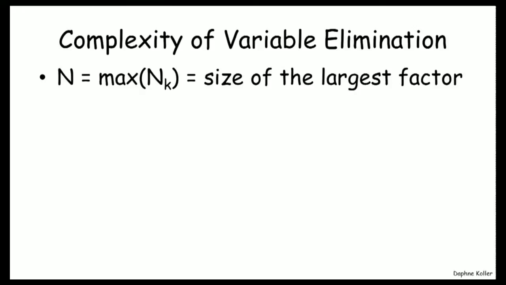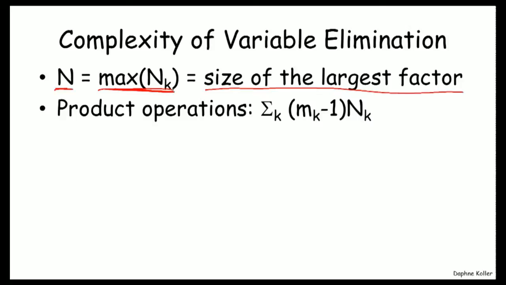So now that we've figured that out, let's look at what the complexity of the algorithm is in terms of various key quantities. So n is the size of the largest factor that I ever create, which is the max of these different nks that I had. So now how many product operations do we have? Well, remember that we had a sum over different elimination steps, so sum over k, and this was the number of product operations that we have.